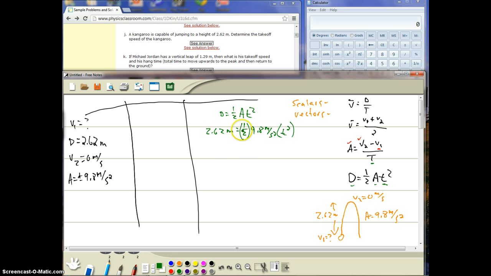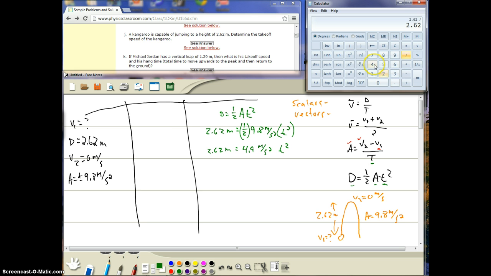So when I'm doing this math now, let's start doing our little algebra here, and we've got 4.9 meters per second squared times t squared, because all I did was take half of 9.8. Now I'm going to take 2.62 and divide it by 4.9.